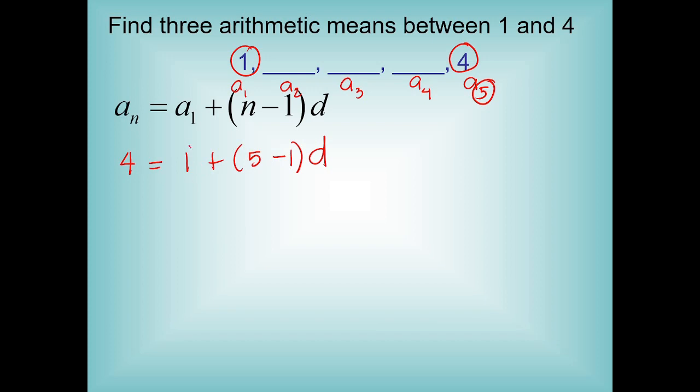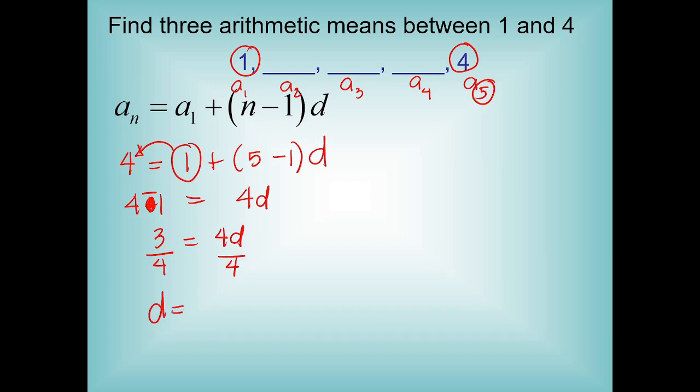Okay, now, we have transposed this to the other side. So we have now 4 minus 1, I mean. That's 4 minus 1. Okay? So 4 minus 1 is equal to 4D. So 3 is equal to 4D. Divided by 4, divided by 4, the value of D, let's have it in decimal number, 0.75. So this is our common difference.